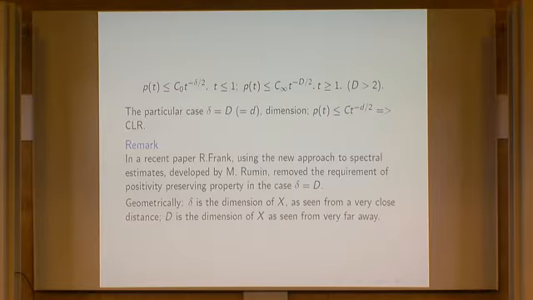Well, geometrically, what do these exponents delta and d mean? Delta is the dimension of X, the space where everything happens, as seen from a very close distance. I can just draw a picture.